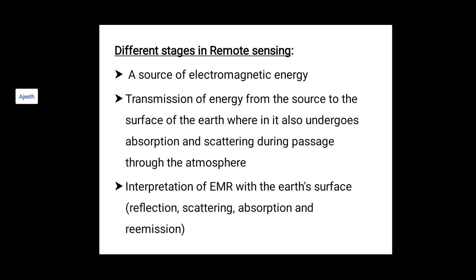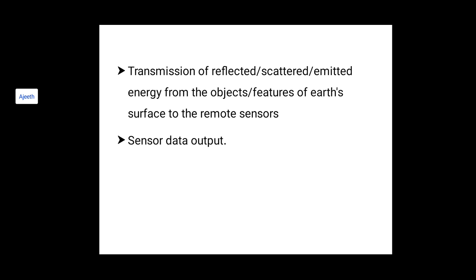And finally we get a lot of information, but we need to interpret it, right? So interpretation of EMR, electromagnetic radiation, with the earth surface. Without interpretation we can't actually see what information has been collected. So reflection, scattering, absorption and re-emission. Transmission of reflected or scattered or emitted energy from the objects or features of the earth's surface to the remote sensor. So finally we get the sensor data output.